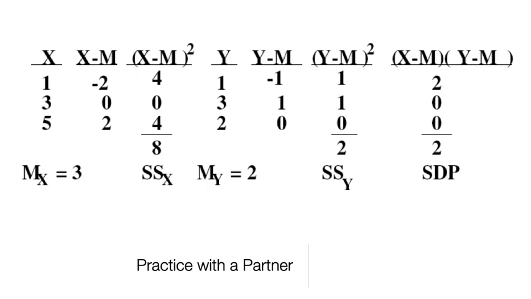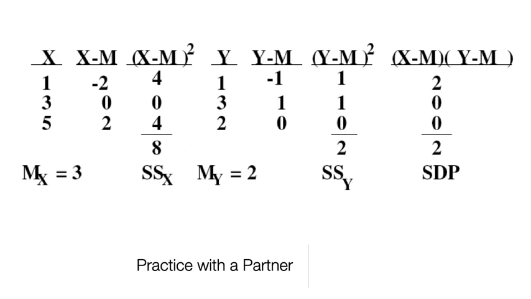We're going to do the same thing for our Y values. These are actual Y values. So we're going to take our mean of 2. 1 minus 2 is equal to negative 1. 3 minus 2 is equal to 1. 2 minus 2 is equal to 0. We're going to square each of those values. Negative 1 squared is 1, 1 squared is 1, 0 squared is 0. We'll add those together and we get a sum of squares Y of 2.